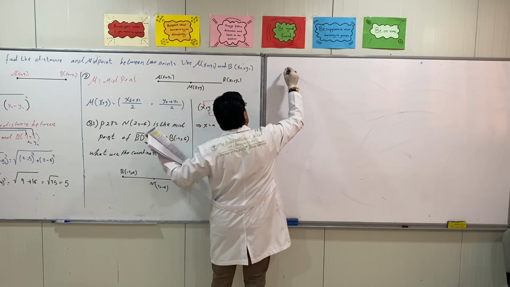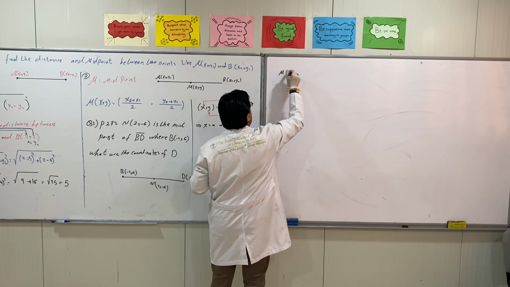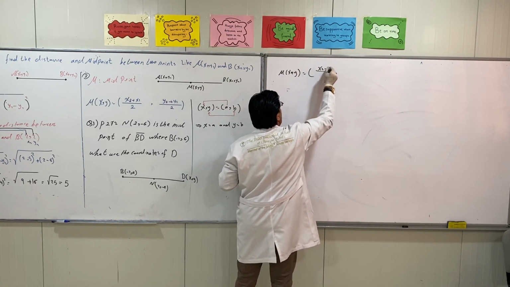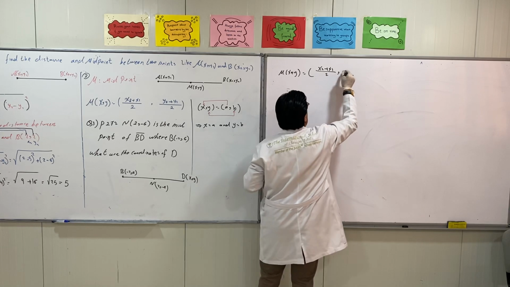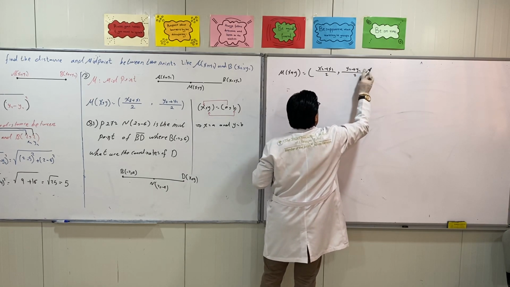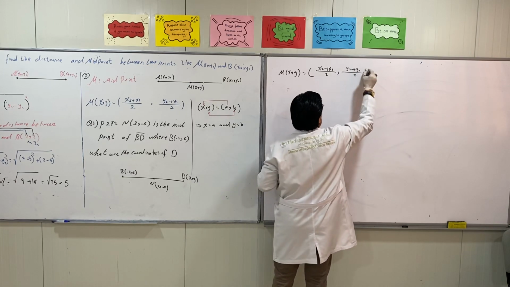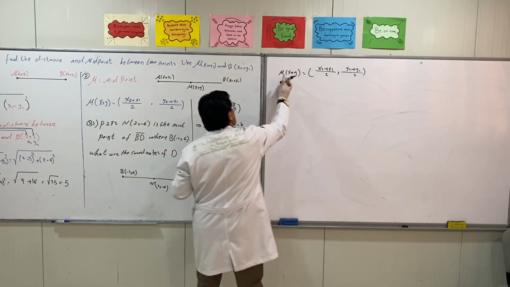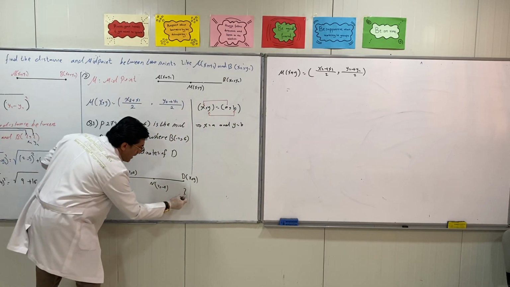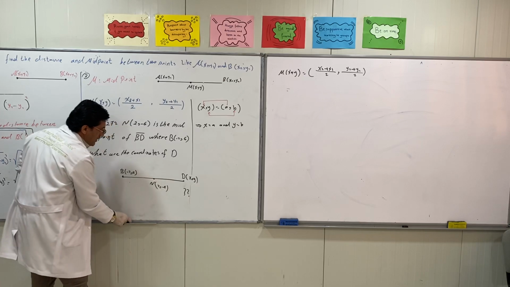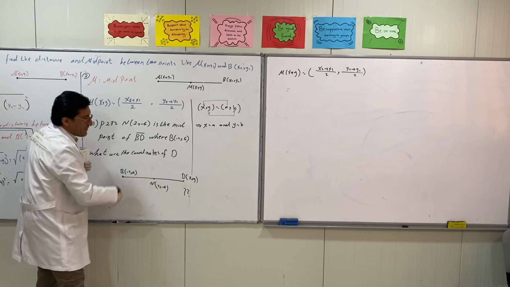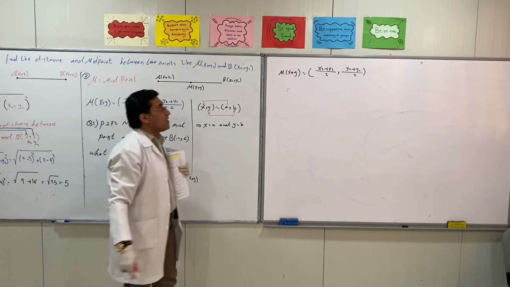Write the midpoint rule: M(x, y) equals ((x2 + x1)/2, (y2 + y1)/2). If you write y1 plus y2, it is the same thing. The midpoint is given, but what is required? D is unknown. The initial point and the midpoint are given, but the terminal point, the end point, is unknown.